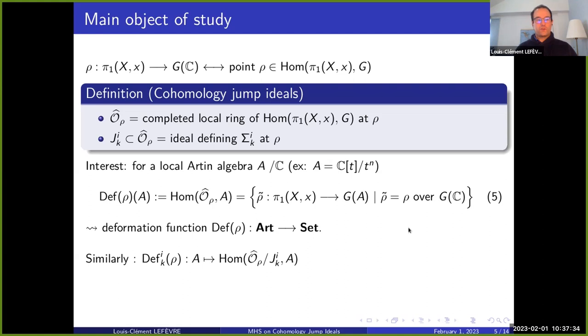And you can also do this for the local ring that defines the jump loci. So for two indices i and k, the functor Def rho with constraints i and k is the set of morphisms of complete local algebras from the complete local ring modulo the jump ideal to A. And this corresponds to the functor of deformations of the representation that preserves the cohomology constraints of having the dimension of the local system in dimension i bigger than k. So you can think of it as: you don't deform in all directions, but only in the directions where you keep the constraints on cohomology.